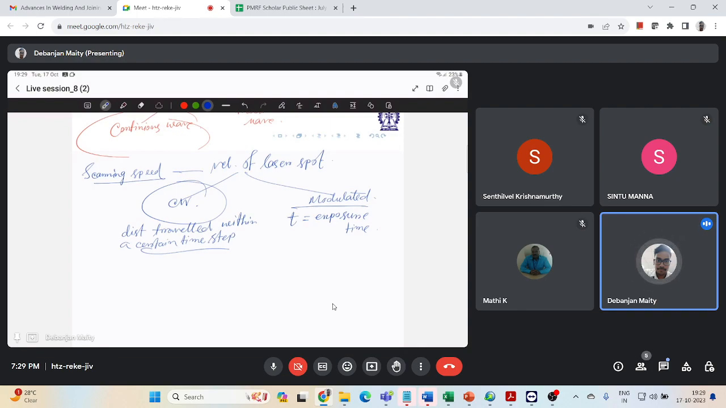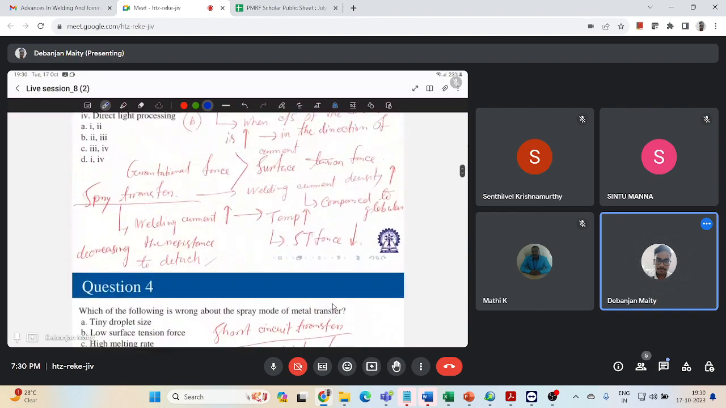Now, cracking in additive manufacturing is largely attributed to the thermal residual stress that is generated due to the large temperature gradient and rapid solidification. So, those physics are coming again and again in additive manufacturing also. Right?